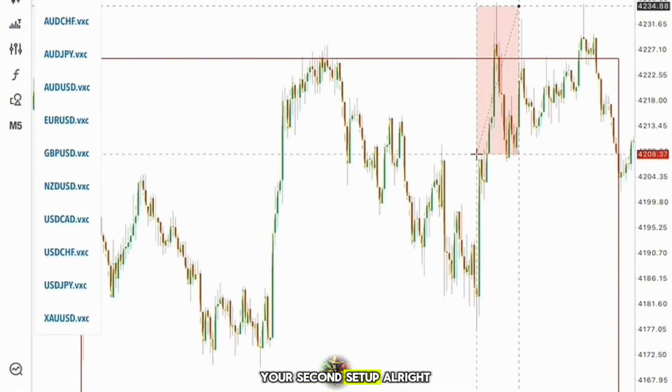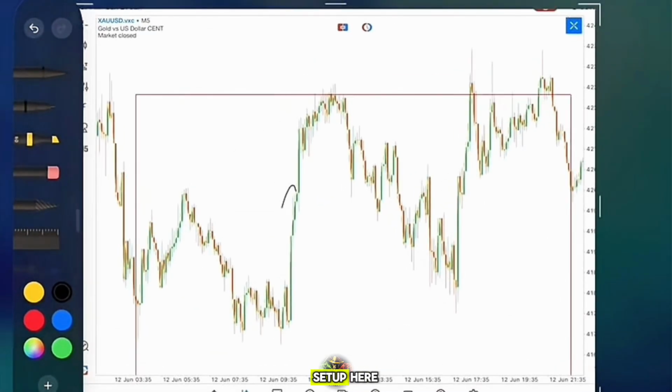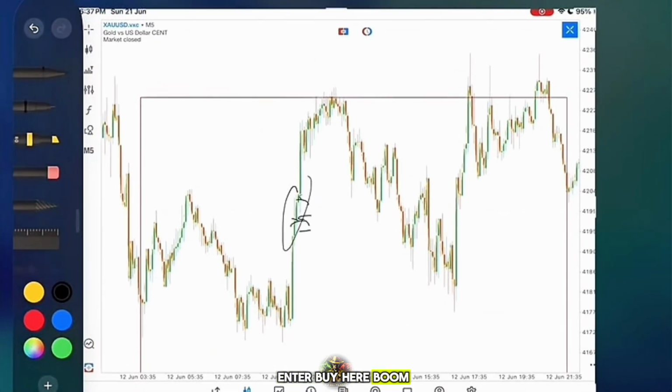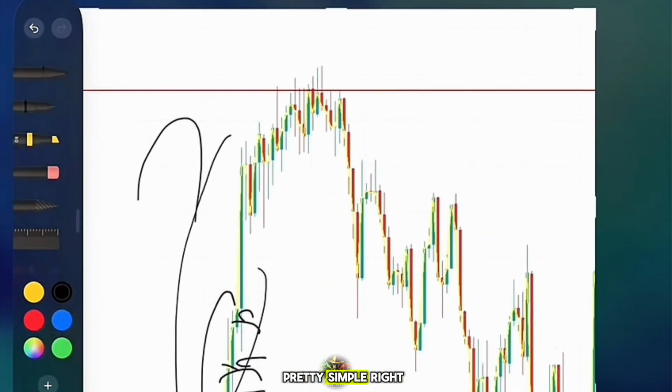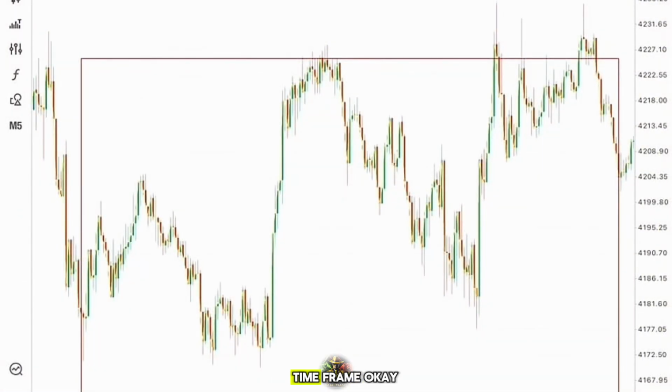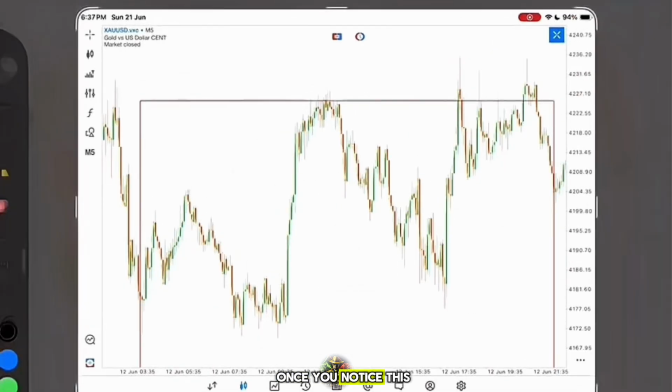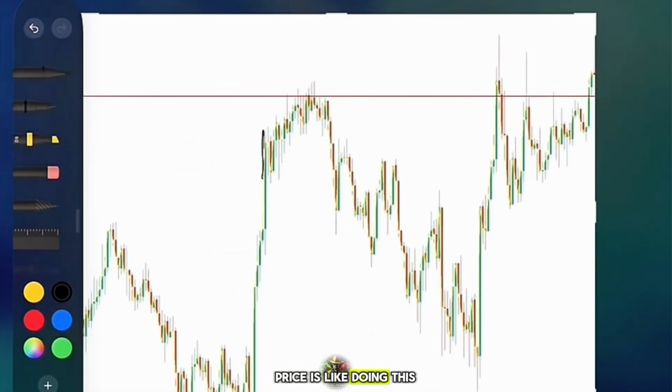And this is your second setup. This is your first setup here. Enter buy here, boom. How do you identify this sell movement? Pretty simple, right? This is the M5 time frame. Once you notice this price is doing this sideways, and then here, boom.